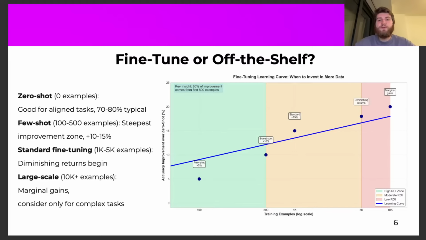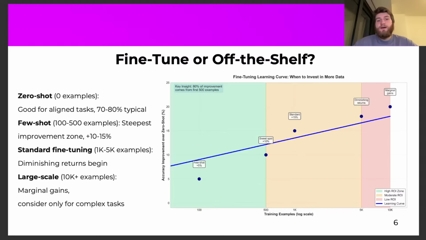For tasks that align with pre-training, like sentiment analysis or NLI, zero shot can be surprisingly good, sometimes 70 to 80%. With 100 to 500 examples, you see the steepest improvement. This is few shot territory. You can gain 10 to 15% over zero shot. With 1 to 5,000 examples, improvement continues but flattens, and you are in the diminishing return zone. Beyond 10,000 examples, gains are marginal unless your task is very complex.